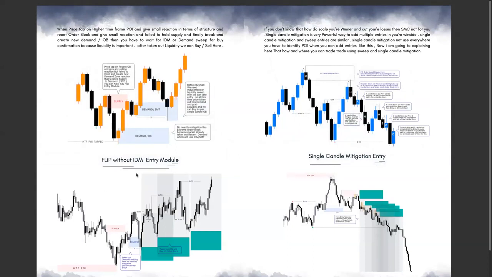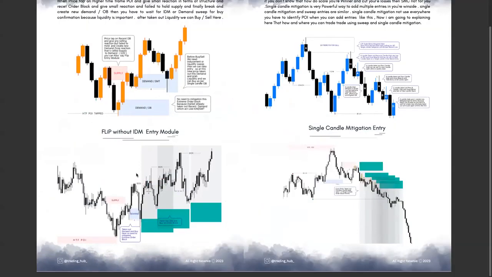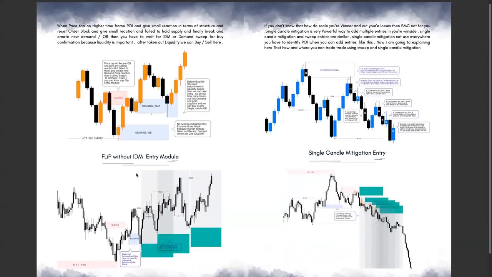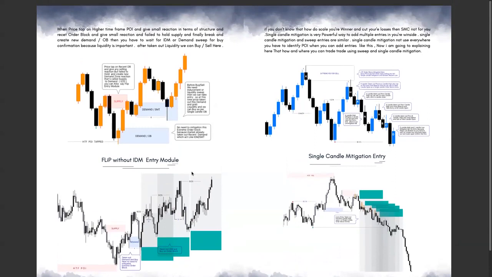Okay, so this one, flip without inducement, single candle mitigation entry. Same thing is here. For a without inducement entry, the market needs a liquidity sweep, a previous structure sweep. That's called a without inducement entry.